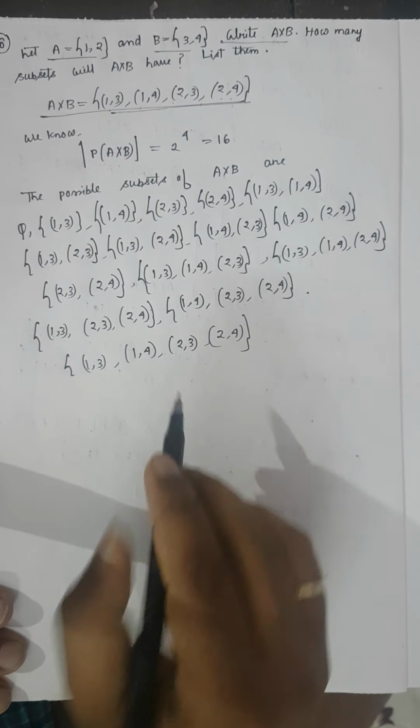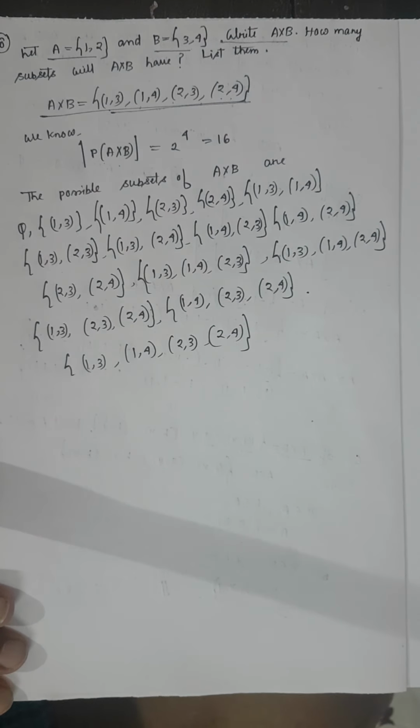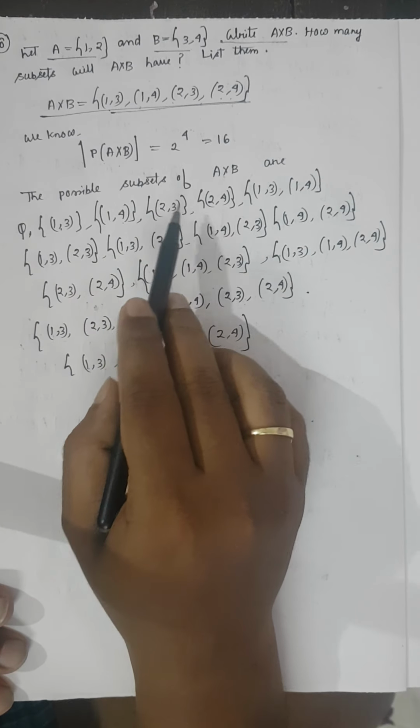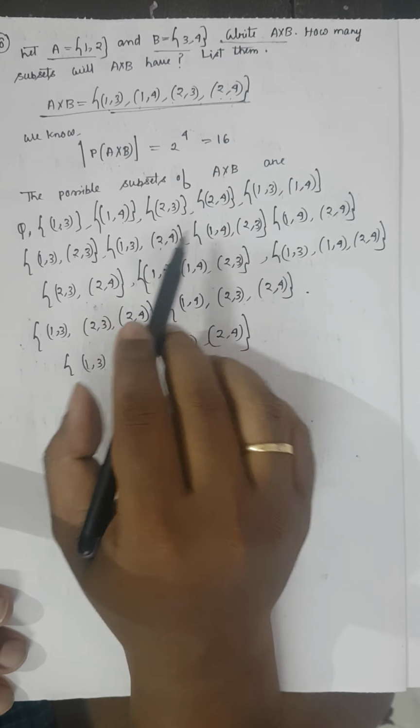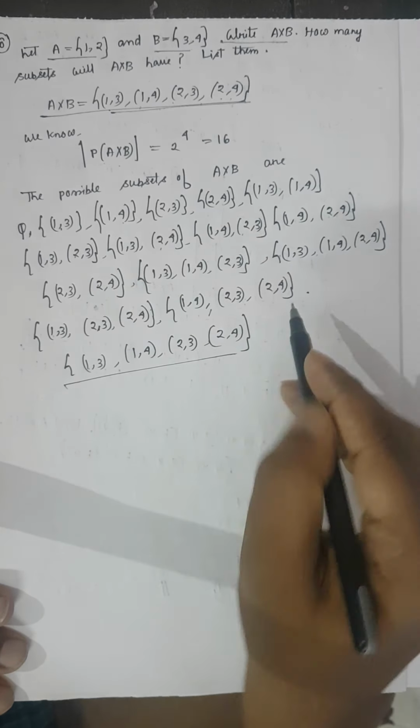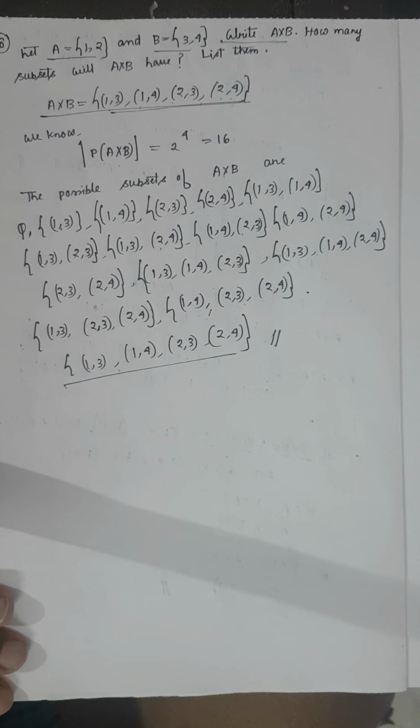If you count the number of possible subsets of A cross B, it will be 16: 1, 2, 3, 4, 5, 6, 7, 8, 9, 10, 11, 12, 13, 14, 15, 16. So it is correct. Number 19, it is very simple. I hope you can find it yourself.